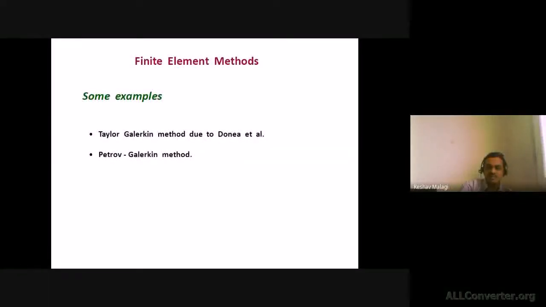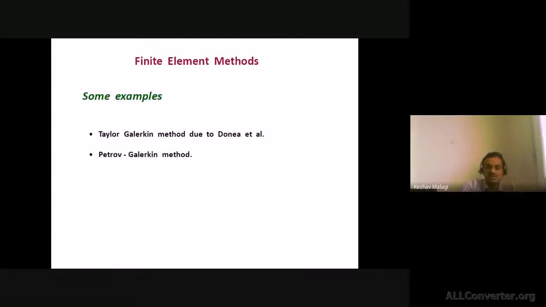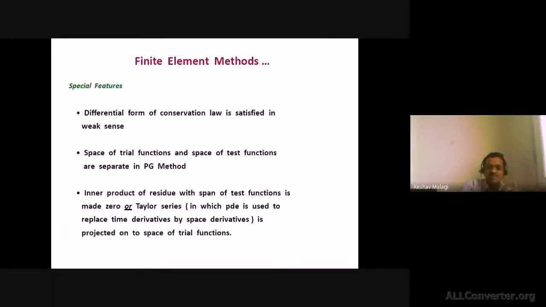And finite element methods are also popular in CFD. Some of the people have been using, and these are the typical two examples I have given here. I will not go into detail on these finite element methods, but suffice it to say that here the differential form of the conservation law is used, but here also weak convergence is used. So these are the two things you should know about the finite element method. That is weak convergence, and then a differential form is used.